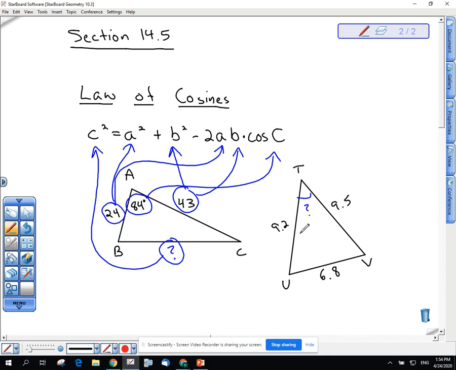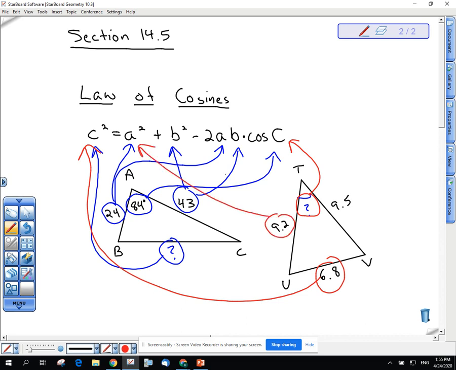I don't know any of the angles, and there's no way that I can get them using any method, including the law of sines. To use the law of sines, you have to have an angle measure opposite a side length, and I don't have that angle measure. Okay, so just so you know, in this problem, the angle that we want to find, T, would go here. 6.8 would have to go here. And then again, 9.2 and 9.5 can go in for A and B in either order.